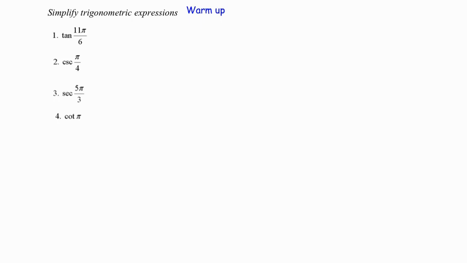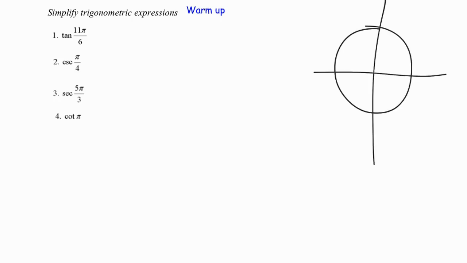Do some warm-up problems. We have 4 right here. They're very simple, but we're gonna do them anyways. So the tangent of 11 pi over 6. So when you look at the unit circle, and we have an x and y coordinate, and each quadrant has 3 points.